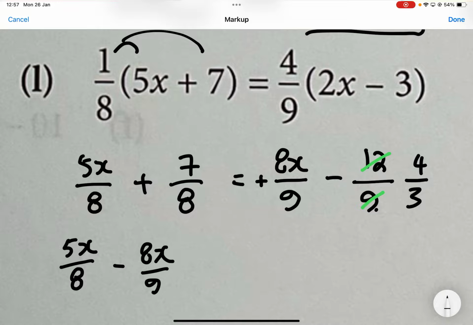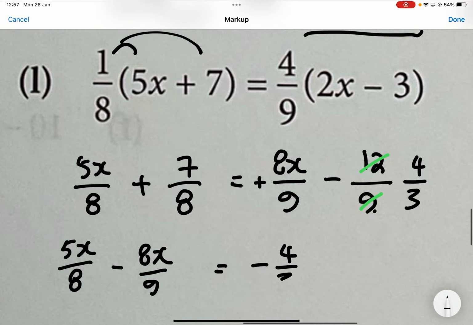Then my minus 4 over 3, I never touch it, so it is still negative 4 over 3. But this term without x, I don't want it on the left. I want it to go to the right. So 7 over 8, I want to minus it away from the left. That's why it appears on the right. Minus away.